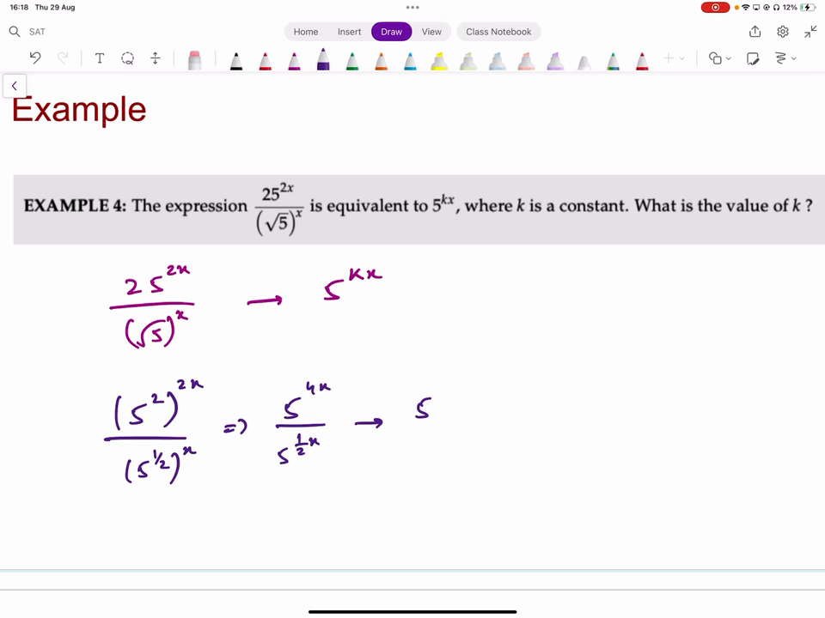Now 5 power 4x divided by 5 power 1 over 2x. So the powers get subtracted. Bases are the same, powers are different. We subtract the powers, 4x minus 1 over 2 x, and that gives you 7 over 2 times x. 5 raised to the power 7 over 2 times x. Compare it with this form. Instead of k, you're getting 7 over 2. So the value of k has to be 7 over 2. Make sense? Any questions on this? No? Okay, let's move on.